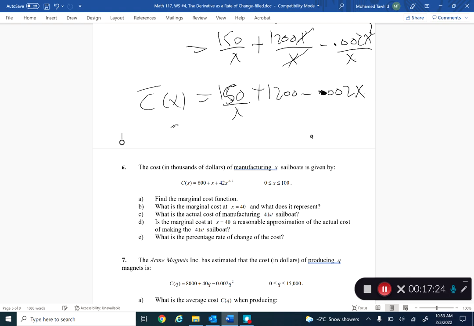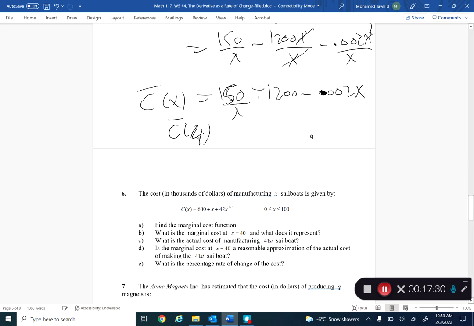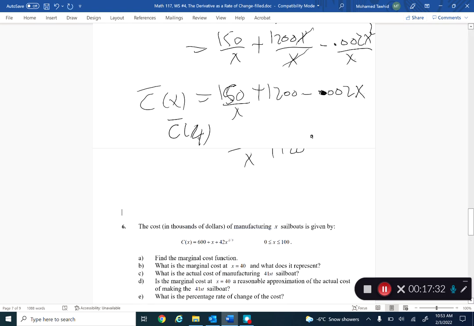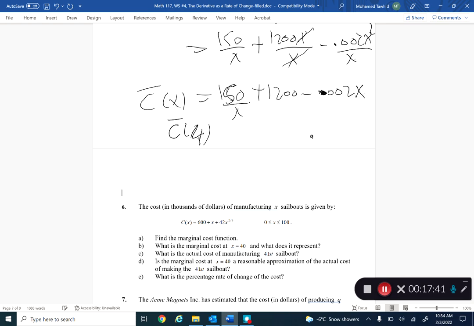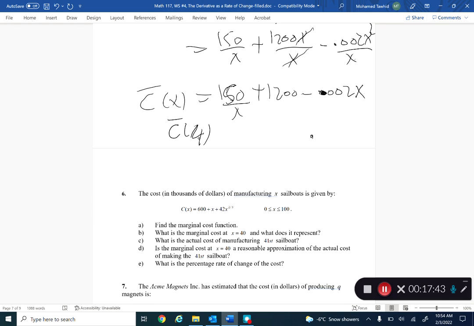But here they ask, what is the average cost at 4? Because we are trying to compare the difference between the average cost at 4 and the marginal cost at 4. What is the difference between those two? So that is the example here. I try to explain the difference between those two.